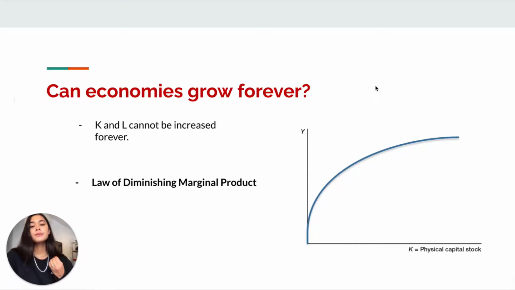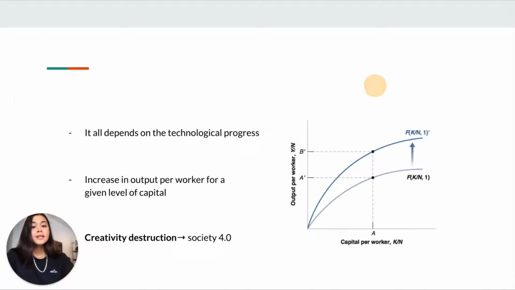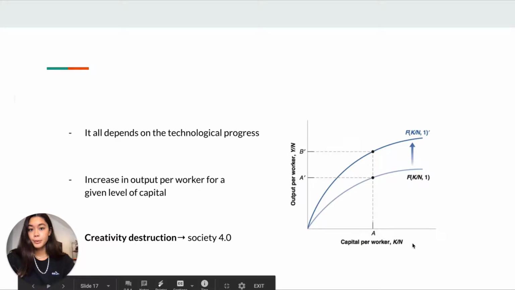So in order to answer the question, can economies grow forever? This all depends on technological progress. If technology is improved, this will lead to a shift up of the production function. And what will happen? Well, the output per worker will increase while keeping the same amount of capital per worker.